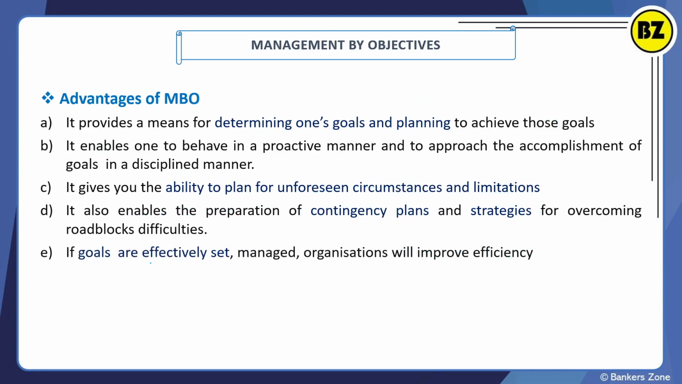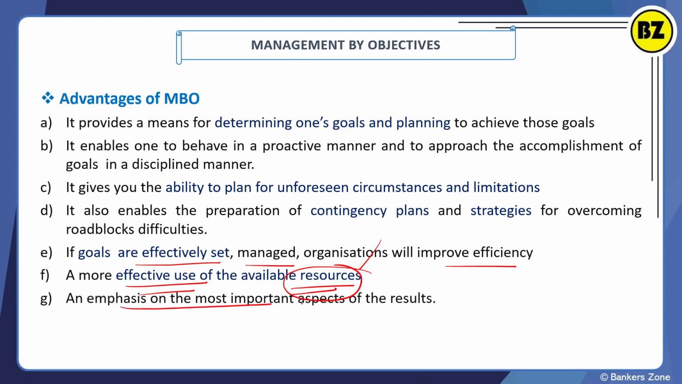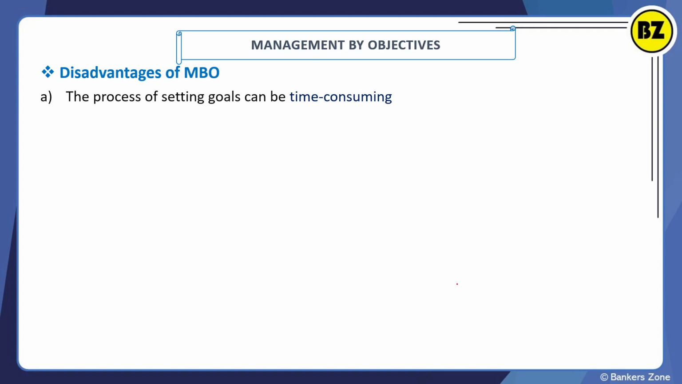And then next, see, the goals are effectively set and managed, and the organization will improve its efficiency due to MBO. MBO is a more effective use of the available resources. So whatever resources you have can be effectively used by way of MBO. Employees emphasize the most important aspect, the result. So we are mainly focusing on the result in the case of MBO. Okay, now what are the disadvantages of MBO? One by one again.